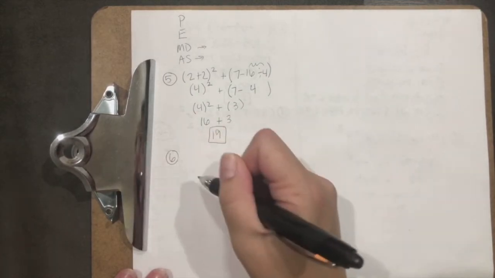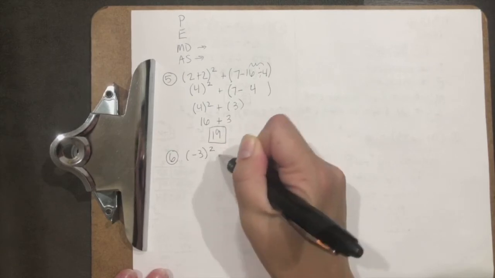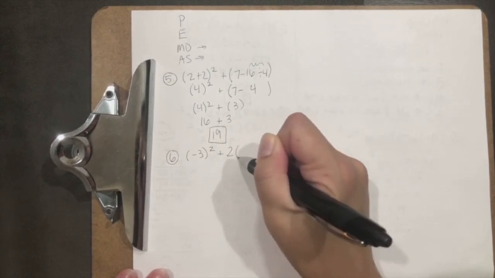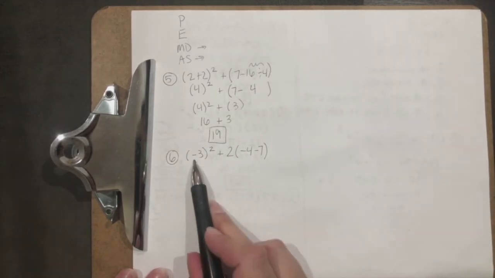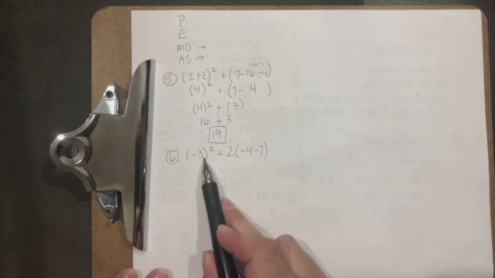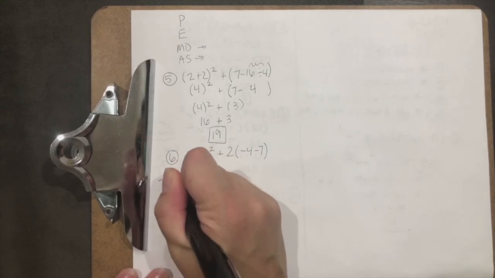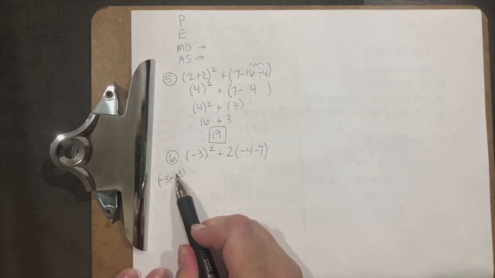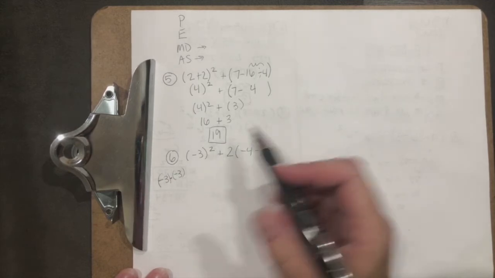Number 6. (-3)² + 2(-4 - 7). Hey, do you recognize this concept right here? So the parentheses are telling us that this is a -3, and if you have a -3 times a -3, then we have a negative times a negative, and this is going to result in a positive.